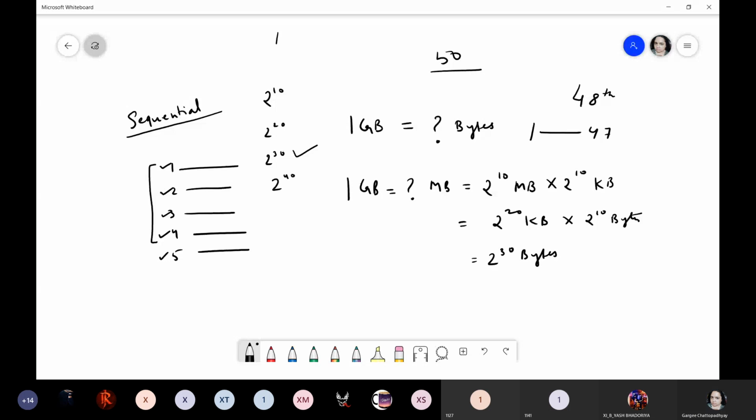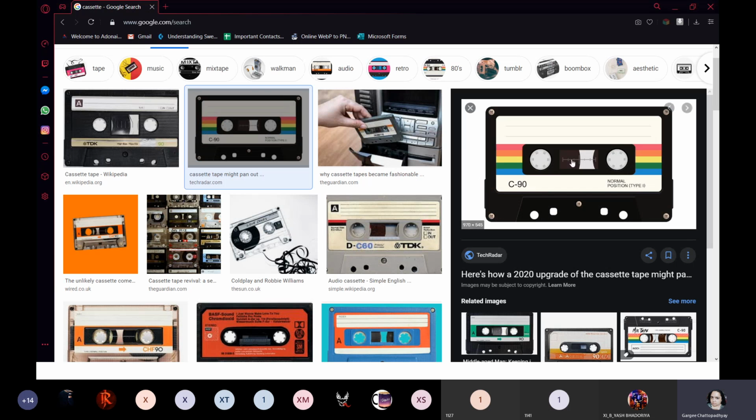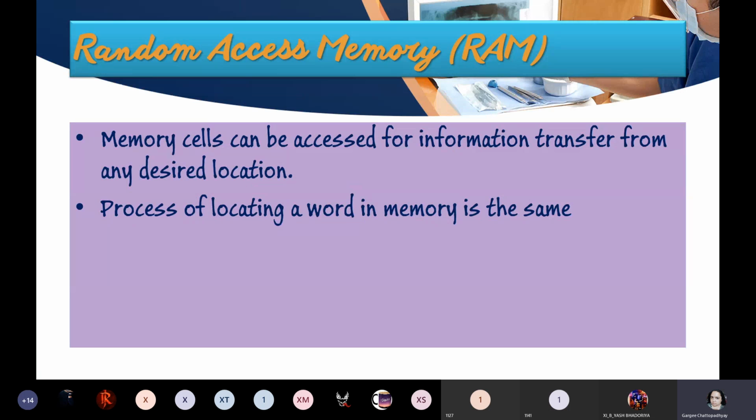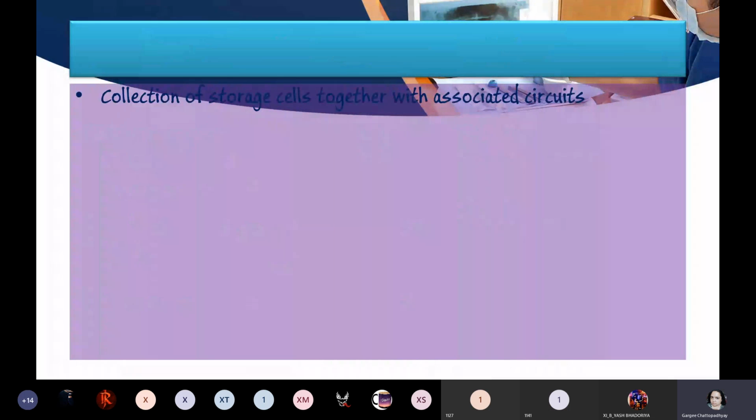But here RAM is a random access device. Random access means just provide the address and get the data. It doesn't matter where the data is saved in the memory, the amount of time required to access data would be the same from everywhere. Requires equal amount of time, hence the name random access.